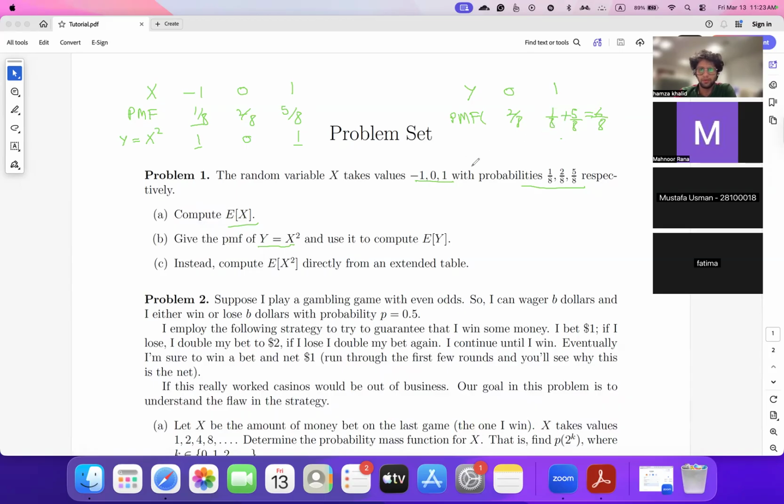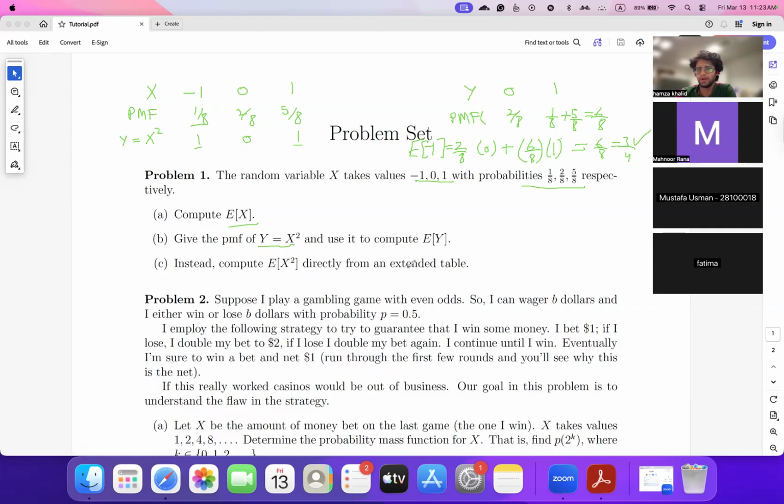Okay, good. All right, so use it to compute E of y. Well, that's just 2 by 8 times 0 plus 6 by 8 times 1. So that's just 6 by 8, which simplifies to 3 by 4. Is that clear? Yes. All right.